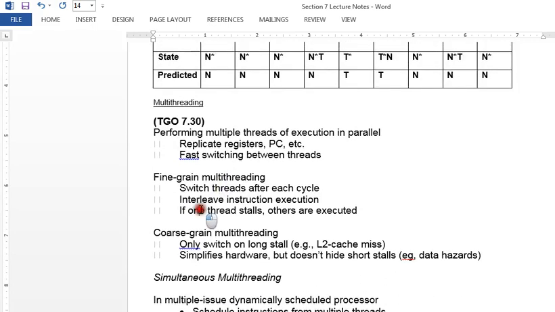We're going to interleave instruction execution, meaning one set of instructions each cycle is done in a particular thread, and the next cycle we'll be doing a different thread. So we have threads A, B, C, and D. Cycle 0, we'll do thread A. Cycle 1, thread B. Cycle 2, thread C. Cycle 3, thread D. Cycle 4, we'll go back to A, and I'll keep going through that way. That's what's known as fine-grained multi-threading.